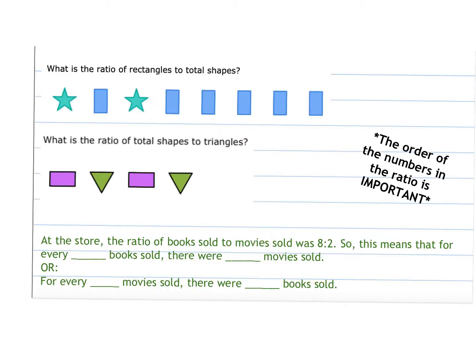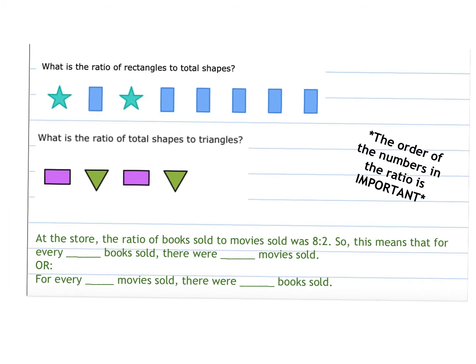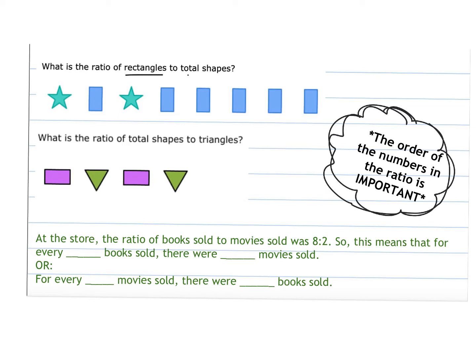So when we look at comparing things and writing ratios, we first of all have to remember that the order of the numbers in the ratio is important. So this is something you probably want to write down and circle. What is the ratio of rectangles to total shapes? So we look at what we have that we're comparing. The first number is the first thing that we're comparing. So I count how many rectangles, 1, 2, 3, 4, 5, 6. So I could write it as 6. And then to total shapes, so I know there's 6 rectangles with 2 more stars, so that would be 6 to 8. Or we could write it 6 to 8 or 6 to 8.